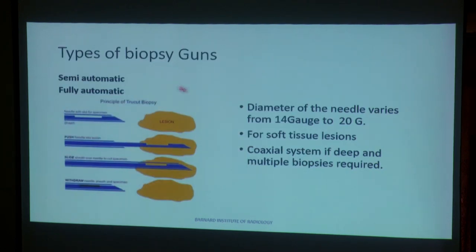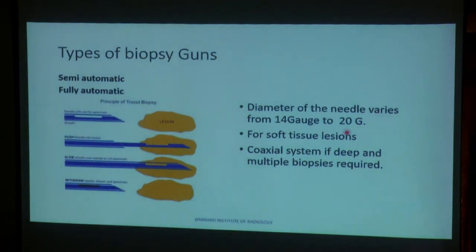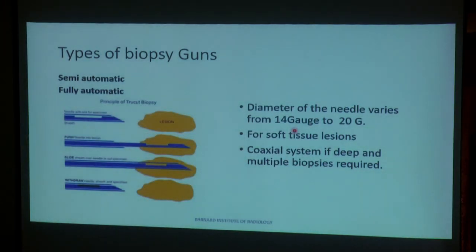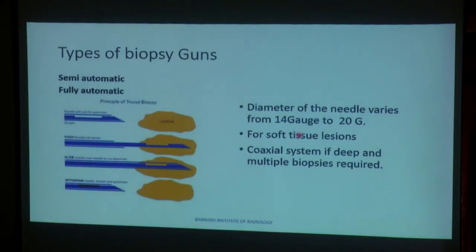The types of biopsy guns, as I said, are semi-automatic and fully automatic. The diameter of the needle is in gauge. It usually varies from 14 to 20 gauge, 14 being the largest and 20 being the smallest. So 14 is normally prescribed for mammary biopsies, because we also need the histopathology of those lesions. They are normally used for soft tissue lesions, while for bone you have bone biopsy guns, which are a separate category.